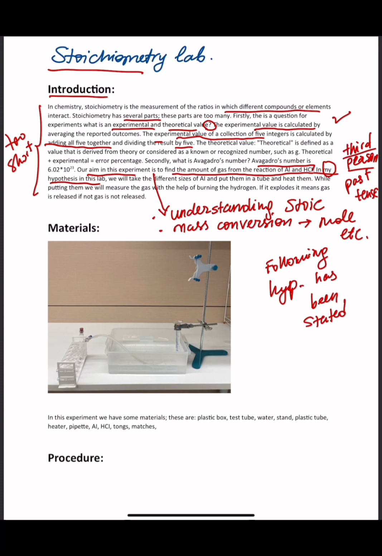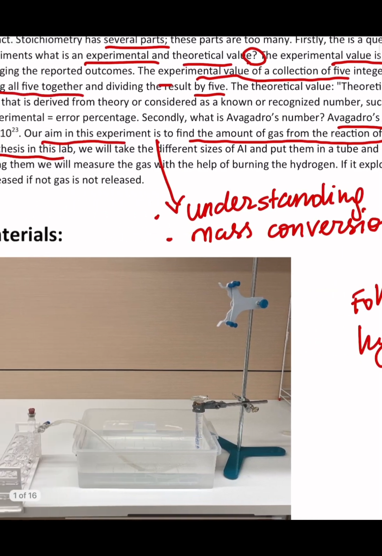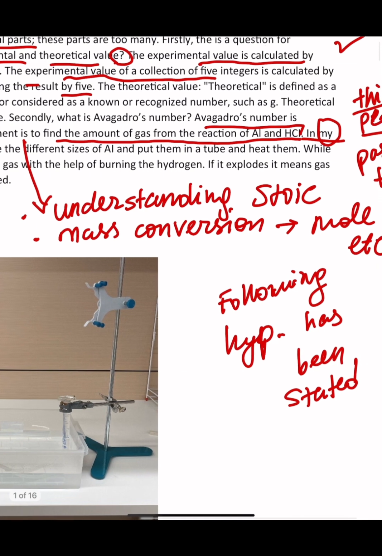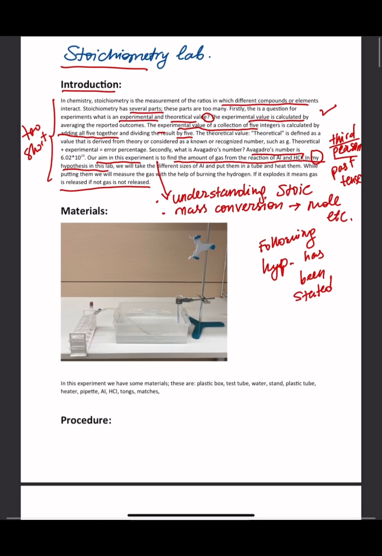So now in my hypothesis: in this lab we'll make different sizes of aluminium and put them in a tube and heat them. While heating them, we will measure the gas with the help of burning hydrogen. If it explodes, it means gas is released. If not, gas is not released. So now this is not our hypothesis.